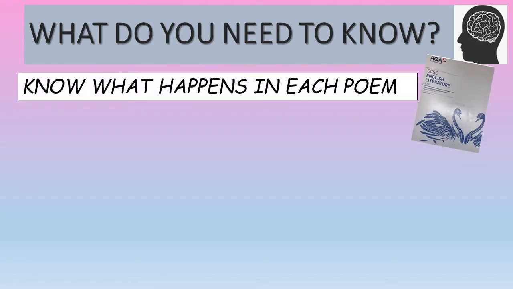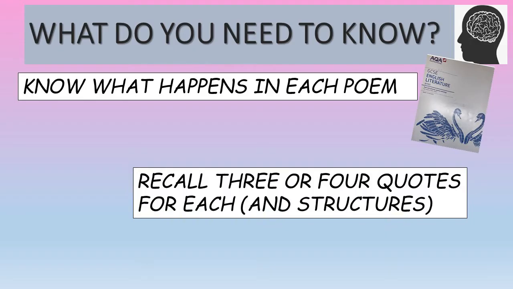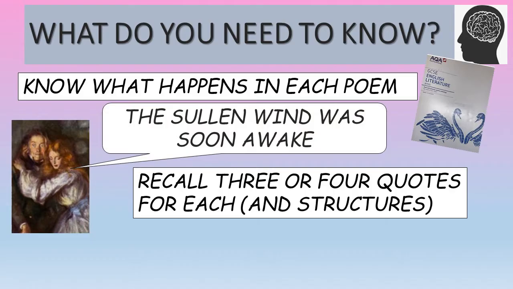There are 15 of them. If you don't, there are some very short, less than 5-minute videos that guide you through each of those poems. So you need to know what happens in each one of them. You need to be able to recall 3 or 4 quotes from each and be able to comment on the structures of the poem. So here's a quote from one of our poems today. It's "The sullen wind was soon awake" from Porphyria's Lover.